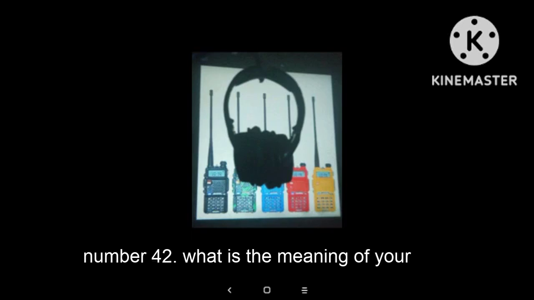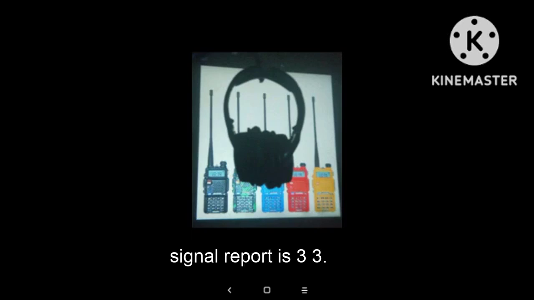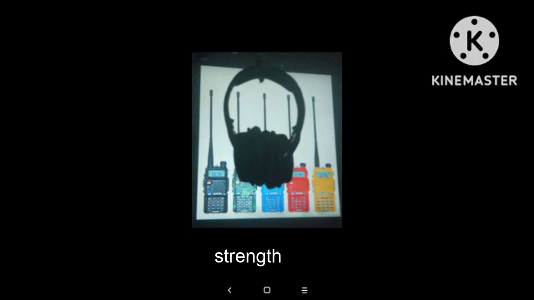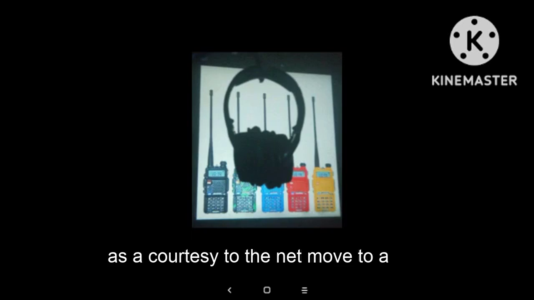Number 42. What is the meaning of your signal report is 33? Your signal is readable with considerable difficulty and weak in strength. Number 43. If a net is about to begin on a frequency which you and another station are using, what should you do? As a courtesy to the net, move to a different frequency.